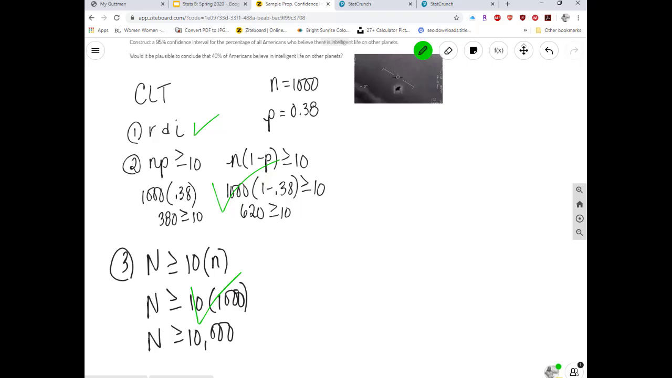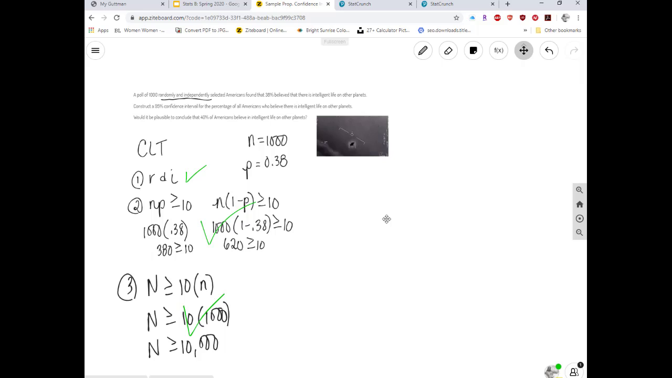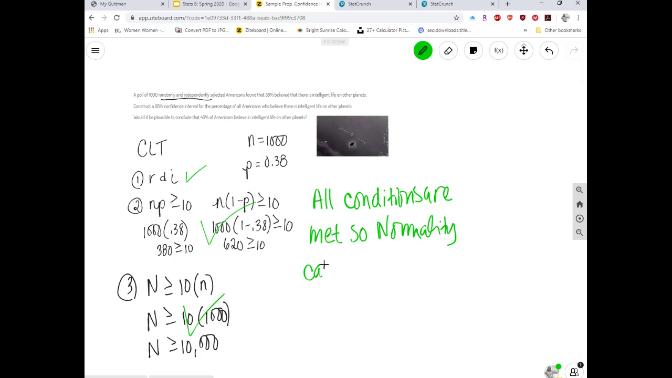So with these tests right here, these few calculations, I can say that all conditions of the central limit theorem are met. Therefore, I can assume normality. So I have a normal distribution. So let me go ahead and draw out my normal distribution.